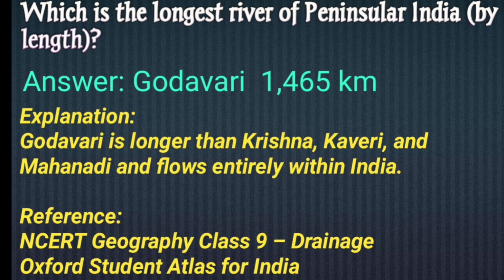Which is the longest river of peninsular India by length? Answer: Godavari, approximately 1,465 kilometers. Explanation: Godavari is longer than Krishna, Kaveri, and Mahanadi and flows entirely within India. Reference: NCERT Geography Class 9, Drainage, Oxford Student Atlas for India.